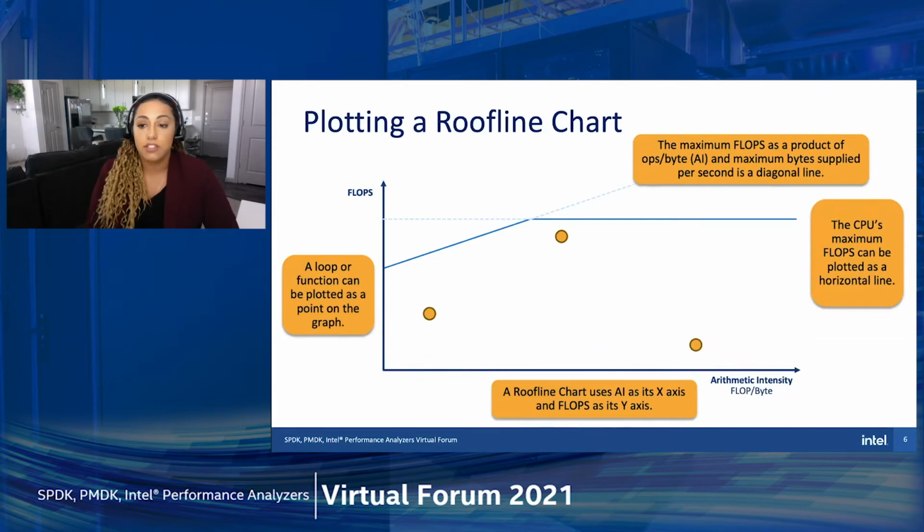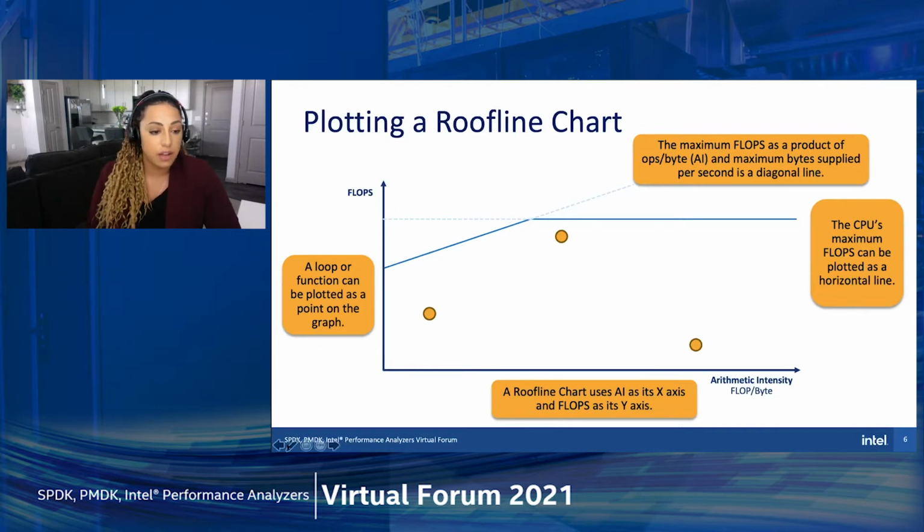Plotting a roofline chart. So here we have just a simple outline of a roofline chart to go over this a little bit more conceptually for you guys. What this roofline chart is doing is charting the application's achieved performance and the arithmetic intensity against the system's maximum achievable performance. So we can see here, the x-axis is the arithmetic intensity versus the y-axis, which is going to be the performance, in this case, the FLOPS.